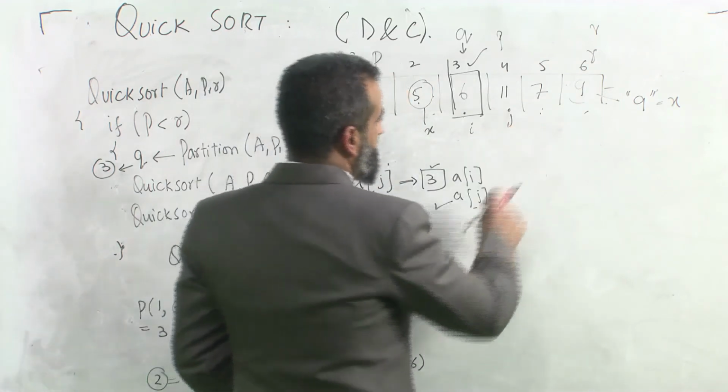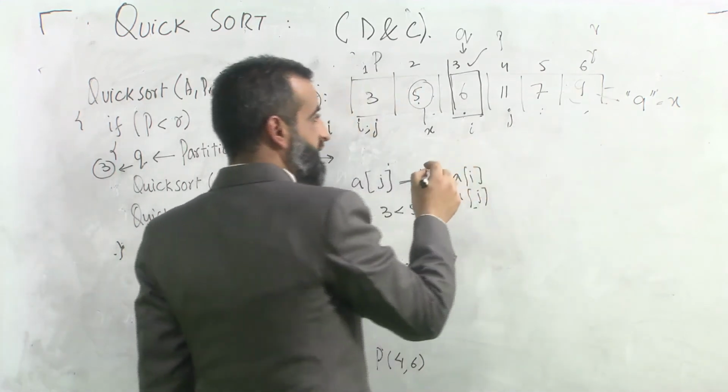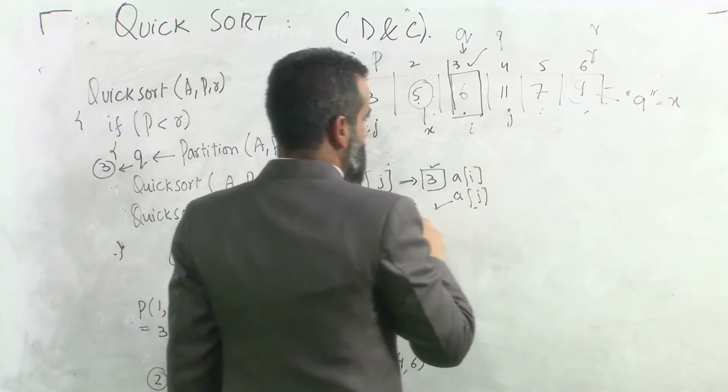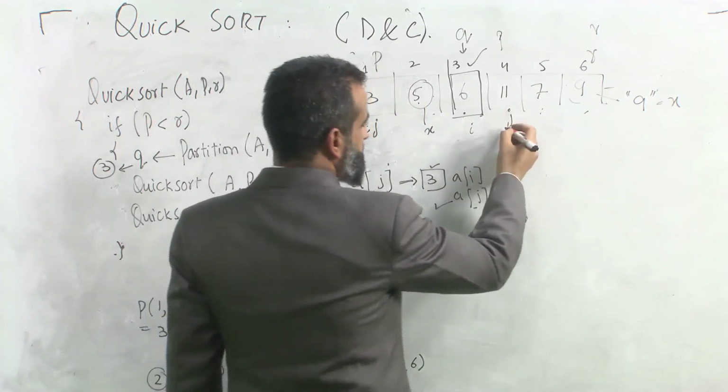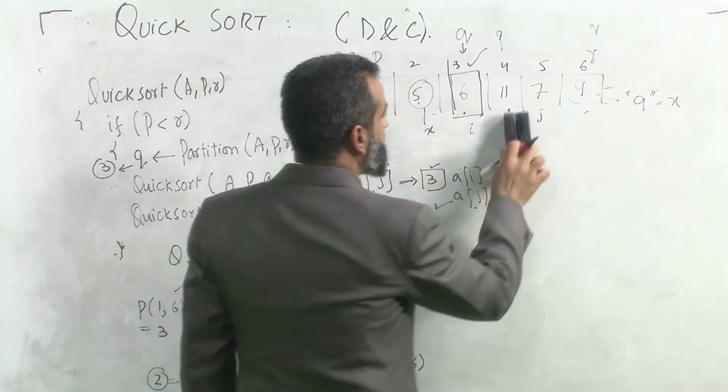Now j, here we'll make a comparison between a of j and x. What we find in that case is that a of j is actually greater than x. It's not less than x. So the condition is false. What we do is simply make an increment of j, and we do not do anything with the I.